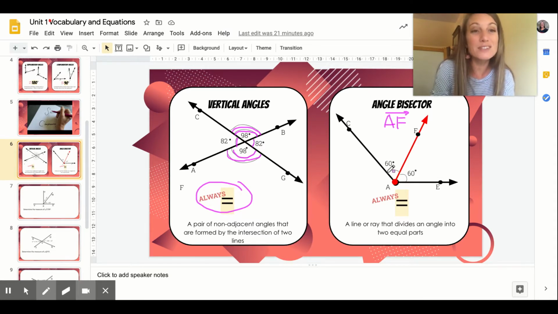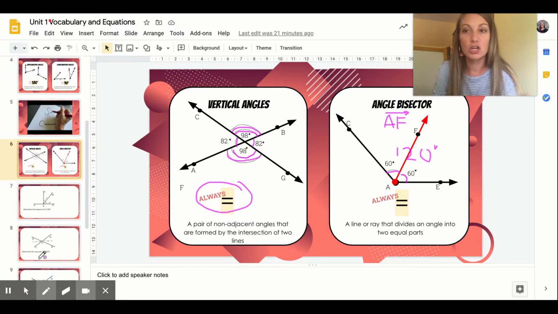So as soon as I know that something's a bisector, I make butt cheeks. So this is 60 and 60. If I didn't know that that was 60 and 60, and I just knew that the whole angle CAE was 120, and I knew that ray AF was a bisector, then I know I put butt cheeks in and make them 60 each because they have to be equal. How do we feel about that?